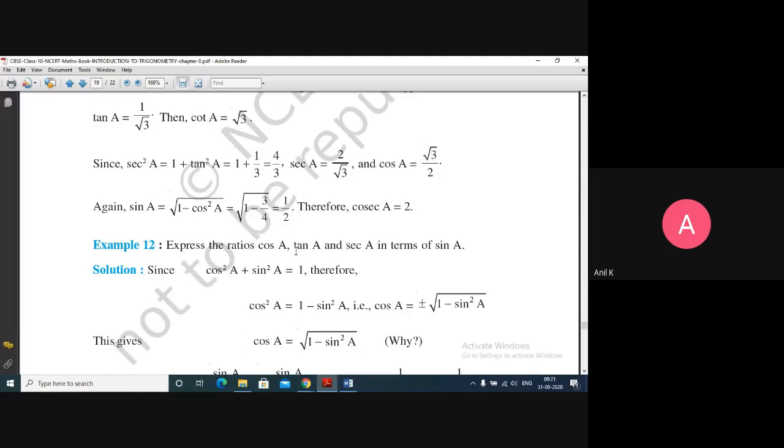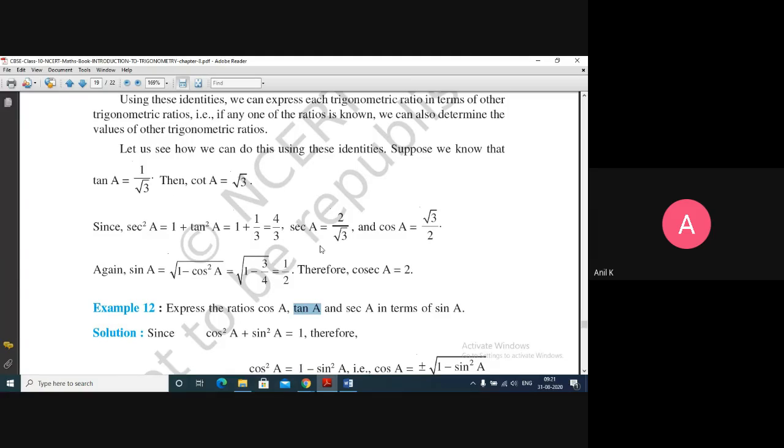Express the ratios cos A, tan A, and sec A in terms of sin A. That means I have to write cos A equals, in terms of sin A. Tan A equals, I can write tan as sin upon cos. But I should not have cos. In place of that cos also, it should be in terms of sin only.